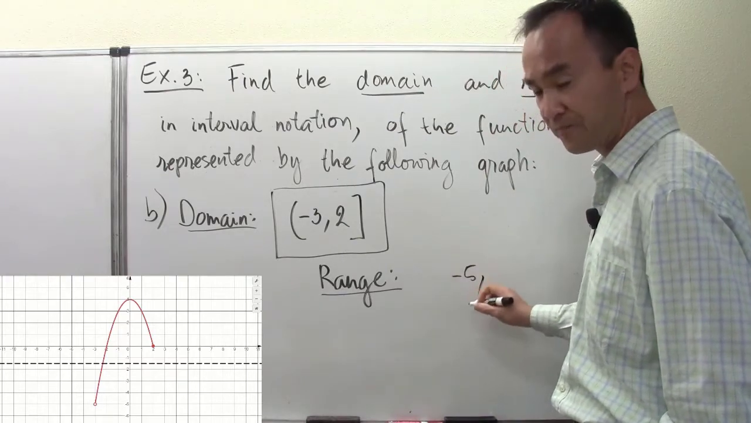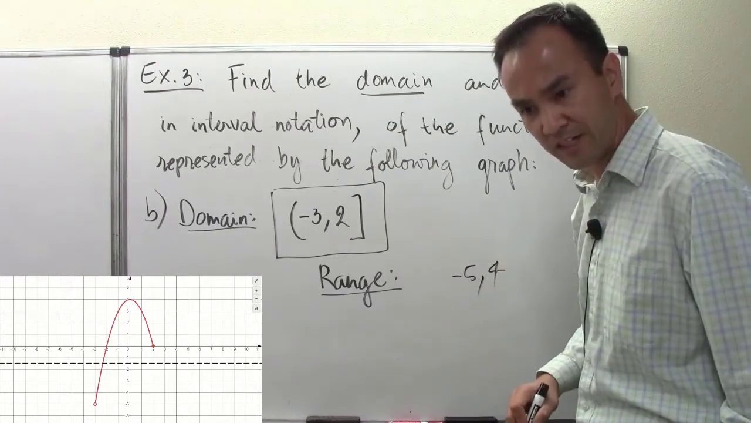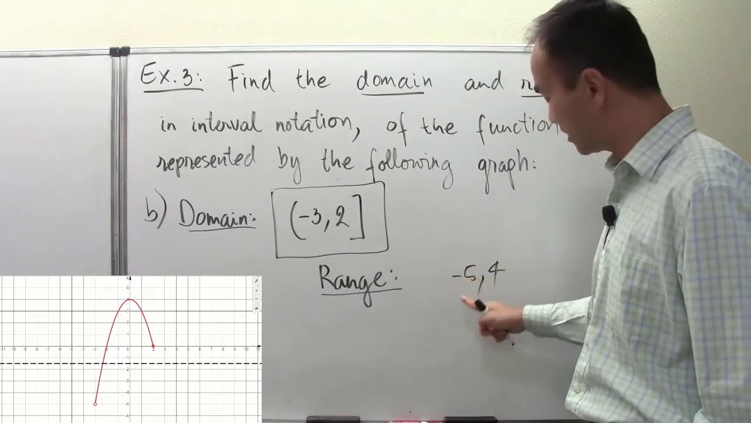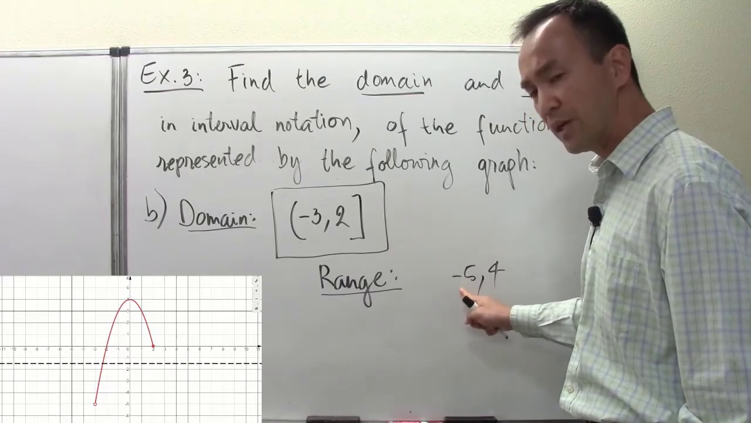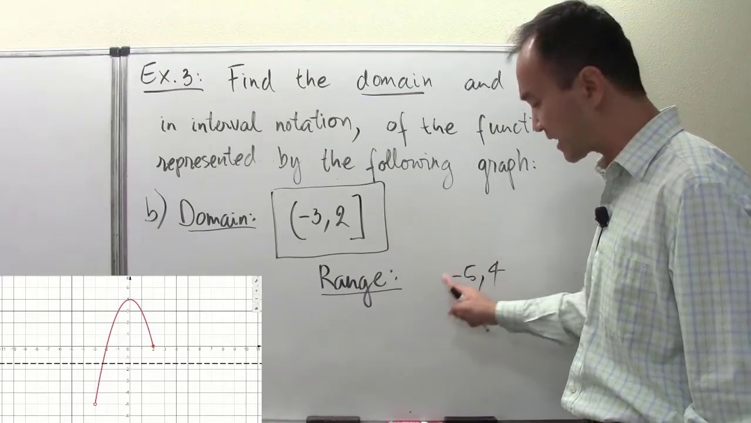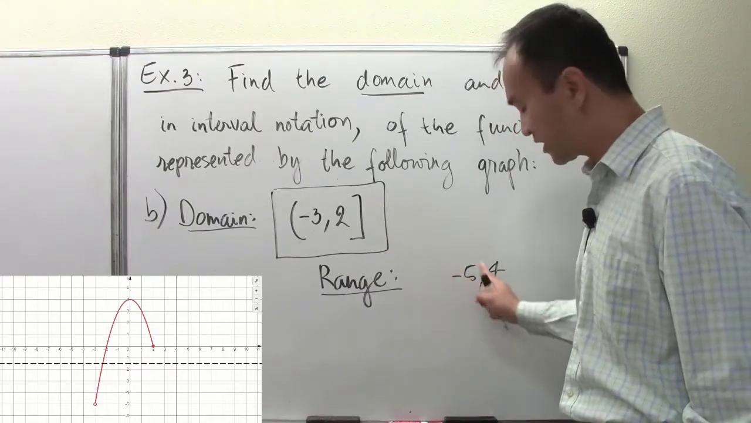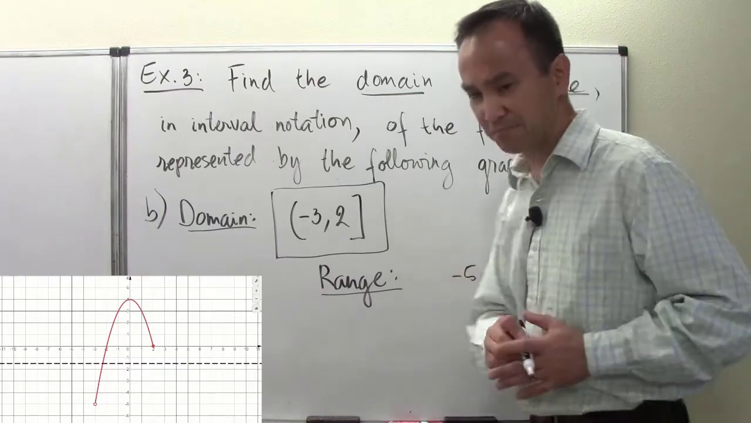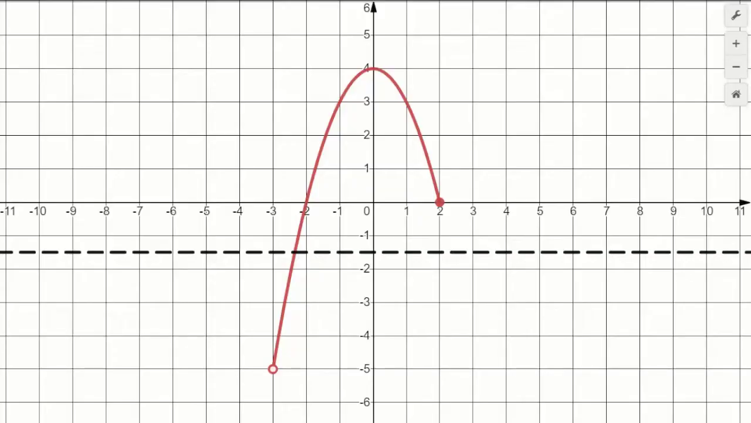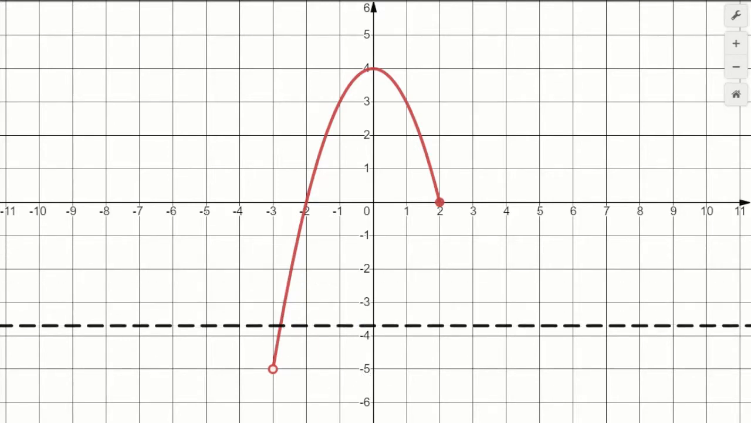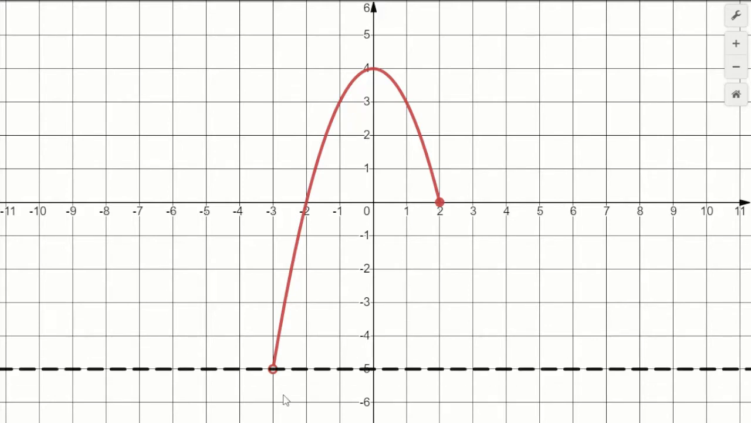-5 and 4. Now let's find out whether we are going to include the two endpoints, or exclude the two endpoints, or just take one of the two. In a closer view again, when it comes down to y equals -5, there was no x value for that. In other words, an empty point right there.